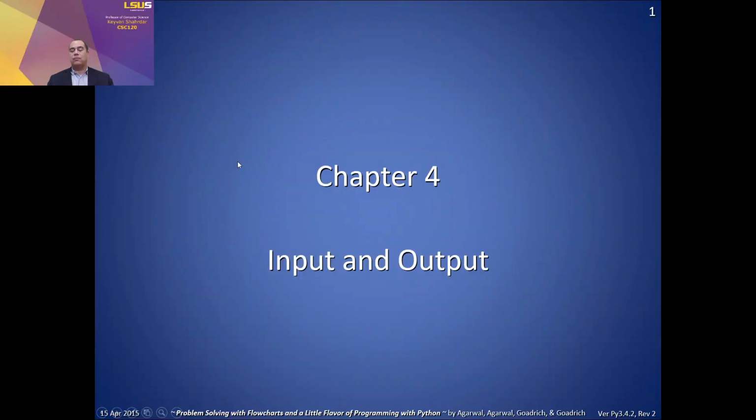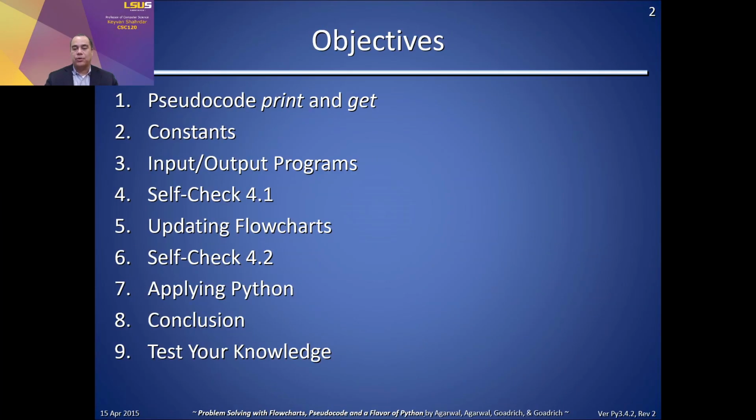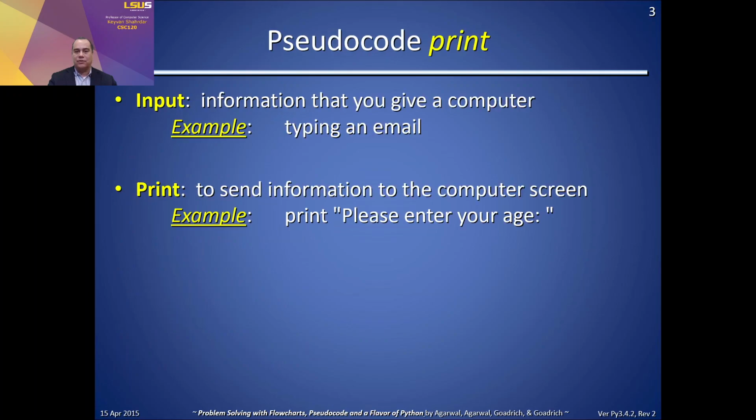All right, so we're going to go over inputs and outputs. We spoke about pseudocode, and now we're going to talk about the print and get statements inside of a pseudocode, how you go about writing those. Constants, what a constant is, input and output programs. And we'll talk about the flowcharts being updated and a little bit about Python as well.